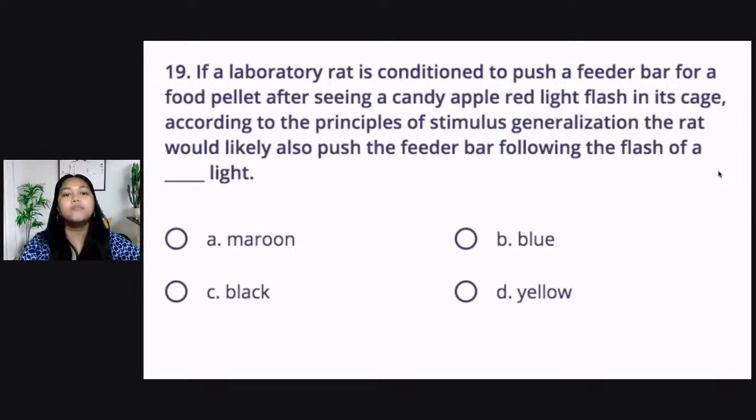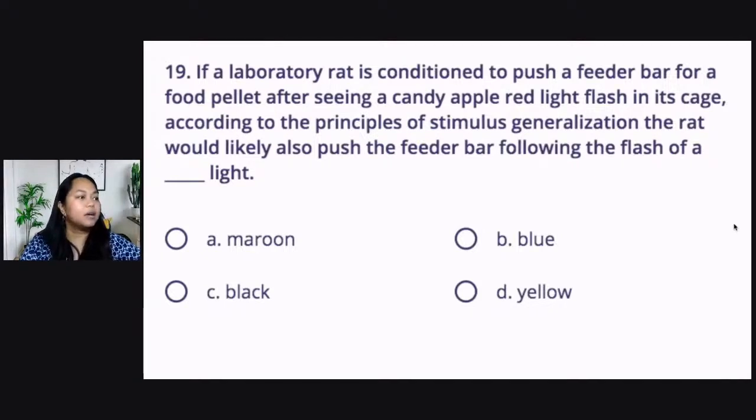19, if a lab rat is conditioned to push a feeder bar for a food pellet after seeing a candy apple red light flash in its cage, according to the principles of stimulus generalization, the rat would likely also push the feeder bar following the flash of a blank light. Is it letter A, maroon, letter B, blue, letter C, black, or letter D, yellow?